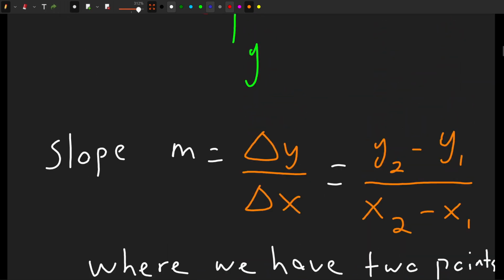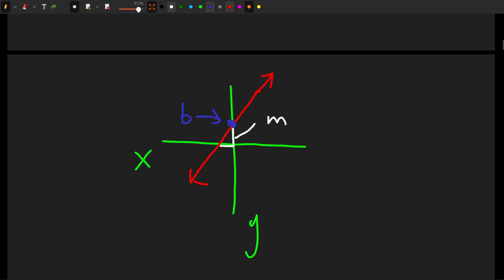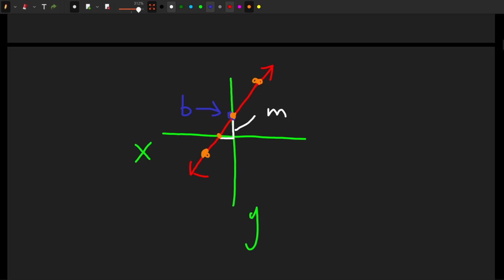If I go back up to the very crude drawing that I made here, we could have one point here and another point here, and using that information we could find the slope. Additionally, we could use the two little points inside here, which would be the easiest because they cross the origin, which is 0, 0.